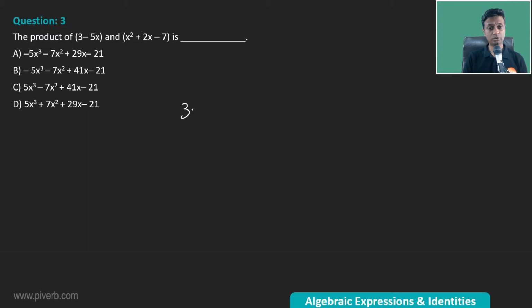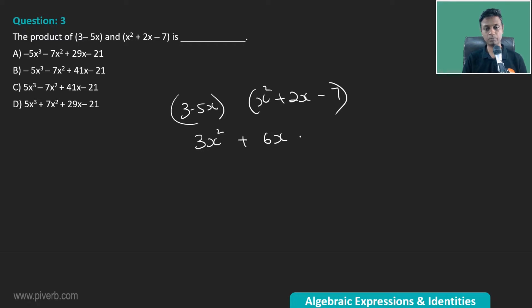The product of 3 minus 5x and x square plus 2x minus 7 is very simple. Multiply step by step. Multiply 3 with everything. So we get 3x square plus 6x minus 21.